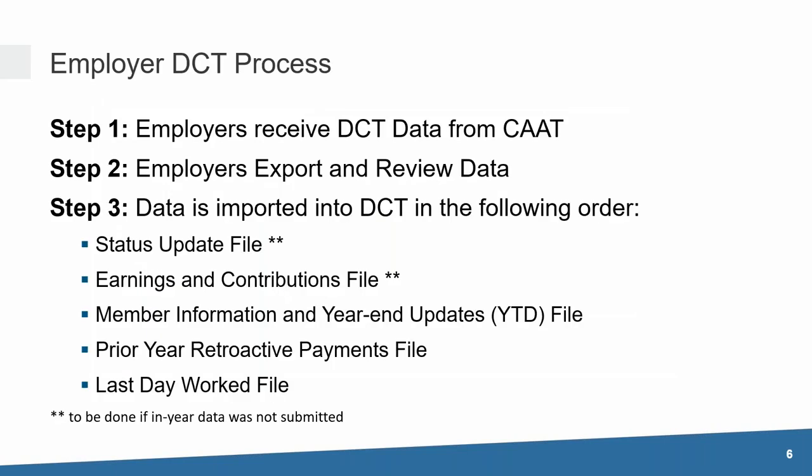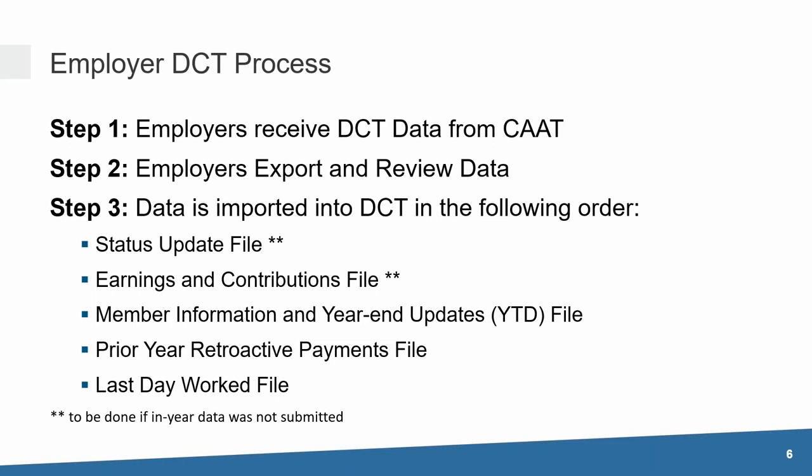This slide provides a brief outline of the DCT process. Step 1. Employers receive the DCT data from CAT. Any data you previously submitted to CAT by the December 3rd deadline has been loaded into the DCT. It includes the demographic information and any in-year data that was reported to CAT during the plan year.